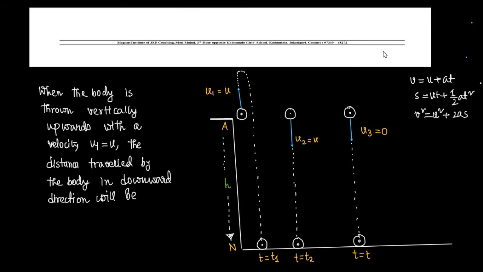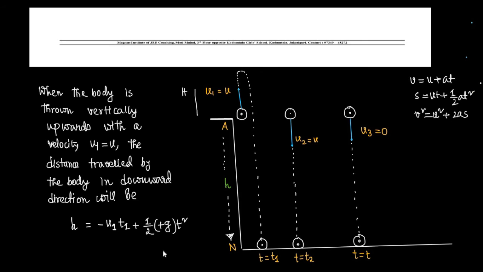v equals u plus at, or s equals ut plus half at square, or v square equals u square plus 2a dot s. In this case, the distance versus time related equation is h is equal to minus u1 t1 plus half g t1 square.